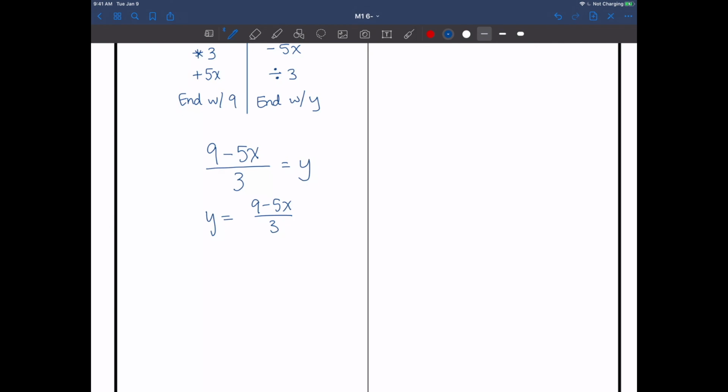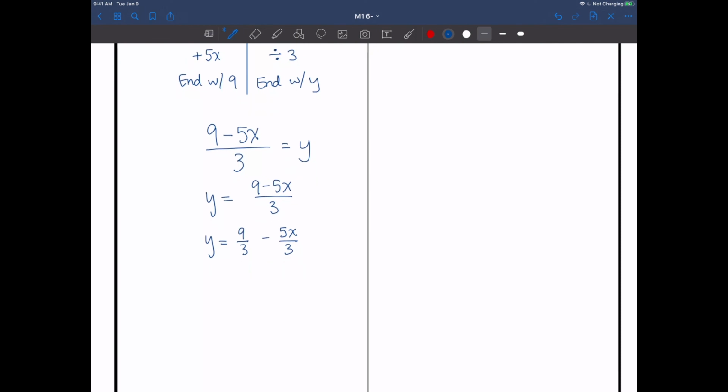So now we have to remember, how do we separate fractions like this? If there's a plus or a minus here, then what we need to do is y equals 9 divided by 3, but also minus 5x divided by 3. Okay? Now, we're going to simplify some more because we can simplify some things. y equals, well, what's 9 divided by 3? It's 3. And you can either write the next one the same way because 3 doesn't go into 5 evenly, or you could rewrite it like minus 5/3 with the big x.